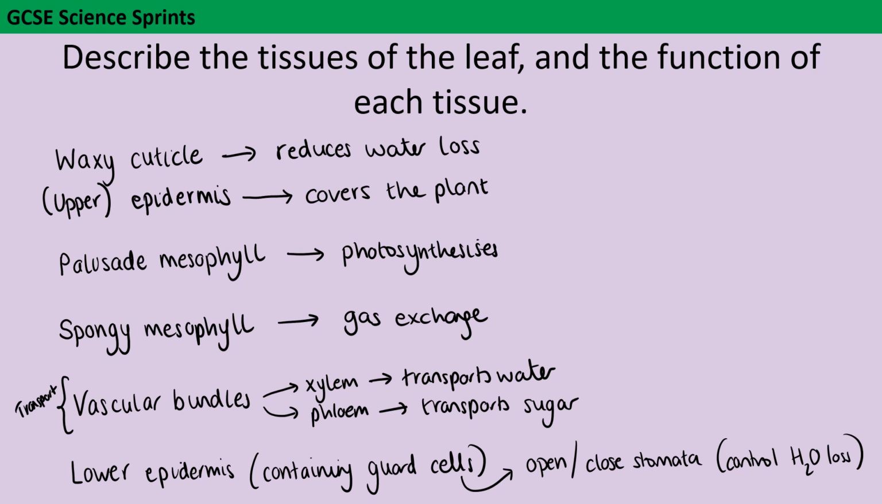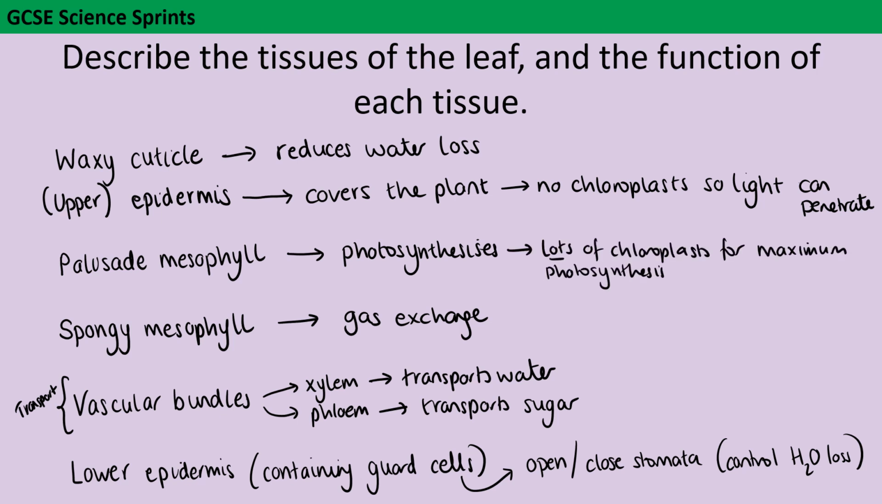Then, as we said, it's possible that you could be given a question where they actually ask you to extend this and not just say what the functions of the tissues are, but how they're adapted to do these. So we can talk about the fact that this upper epidermal layer contains very few chloroplasts, or maybe no chloroplasts at all, to allow light to penetrate down to the palisade mesophyll layer. And that, of course, is packed full of chloroplasts for maximum photosynthesis. And also, not really a specialisation of the cell, but just thinking about how the leaf is made up, those palisade mesophyll cells are right near the top of the leaf to maximise light absorption.